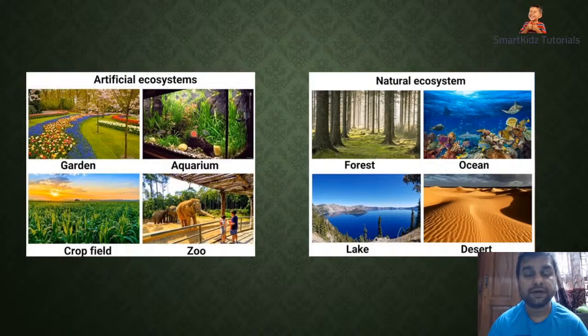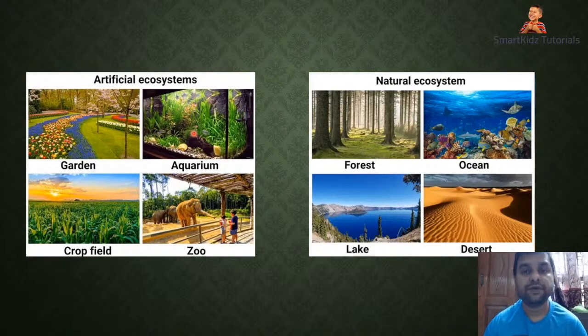You may have a small aquarium in your house or at your business place, or we have large scale aquariums, which attract tourists to have a look at something that they can't see in day-to-day life. Crop field, again something that is developed by humans for agricultural purposes. And zoo, the development of a forest ecosystem by humans for wild animals, which you will find in one place for people to view them.